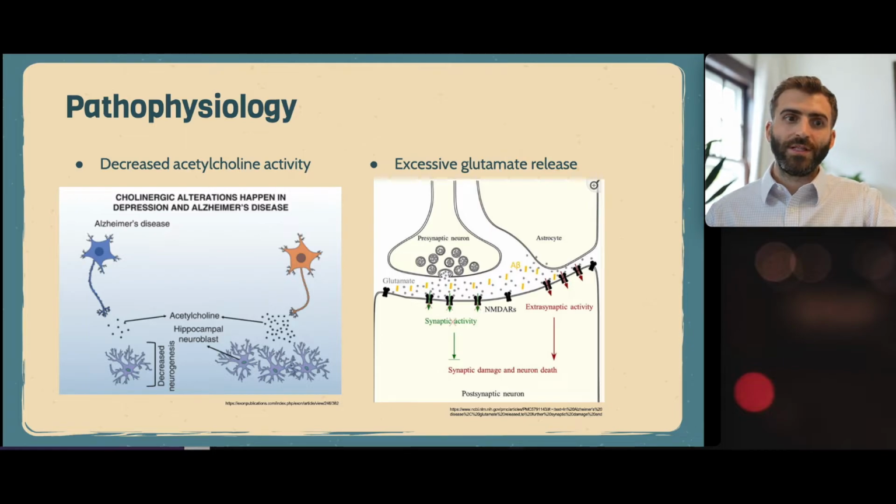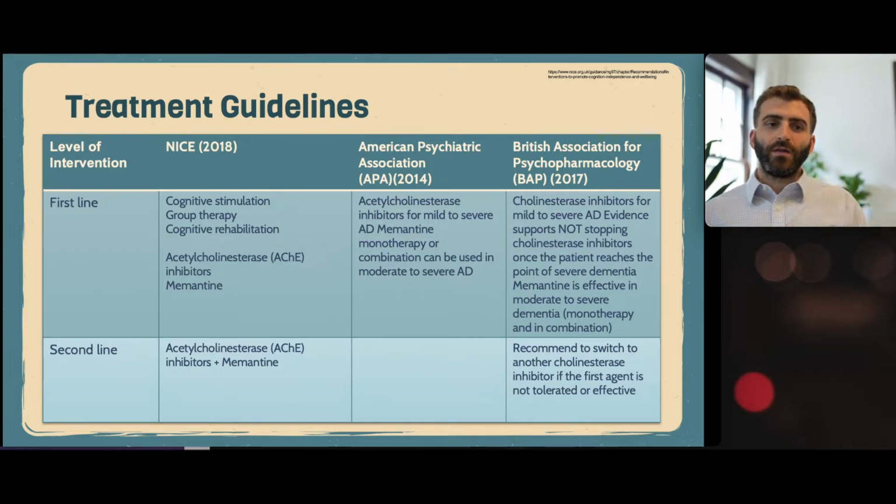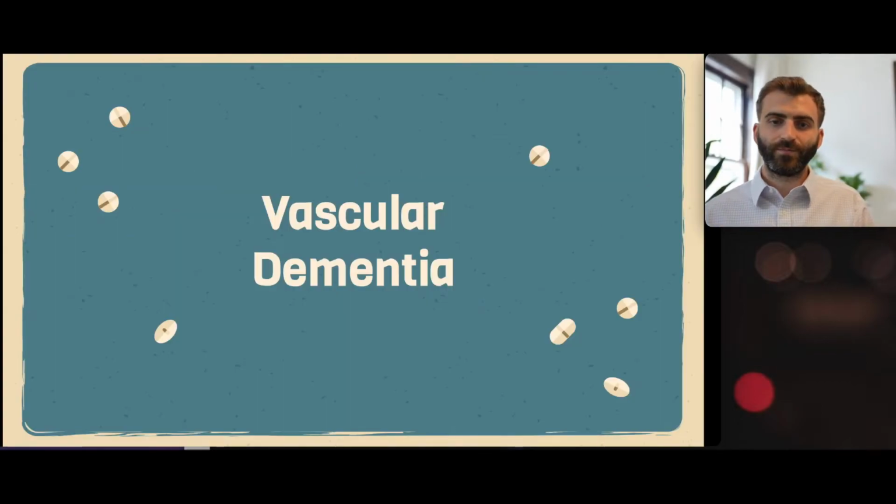Additionally, Alzheimer's disease decreases acetylcholine activity and causes excessive glutamate release. And these two things are important because this is how some of our medications work. The treatment guideline review can be seen here. So you're going to want to do non-pharm things, acetylcholinesterase inhibitors, memantine, or sometimes a combination of those treatments.